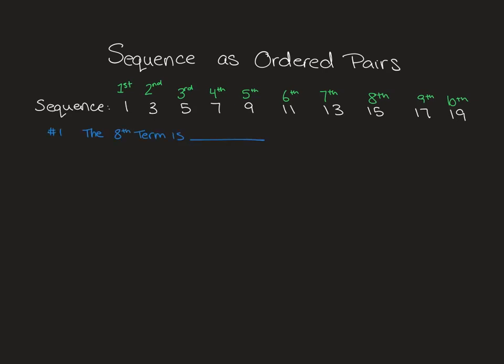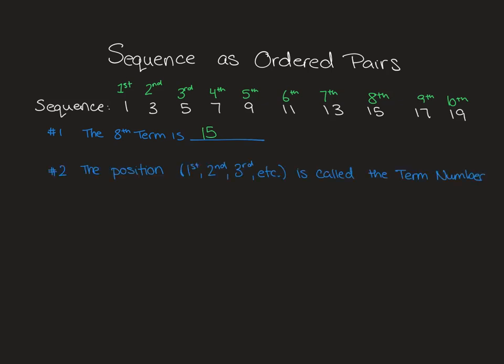So for question number 1, they'll just give you some sentences that say like the 8th term, or the 2nd, the 6th, the 3rd term is, and then you have to fill in the blank. So you'd go, okay, the 8th term is 15. So that's what we would put as our answer. So for number 1, you're just filling that in.